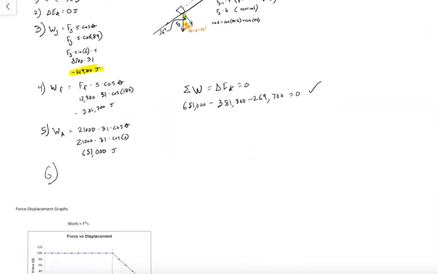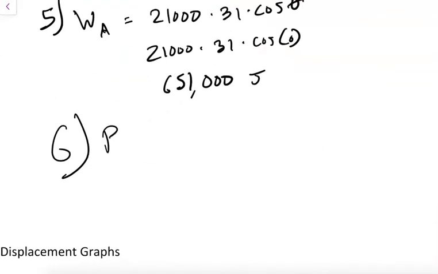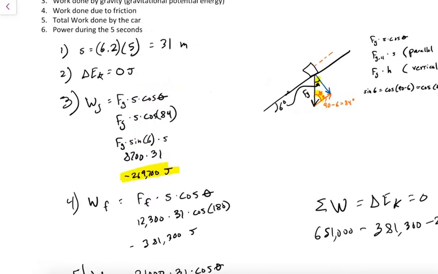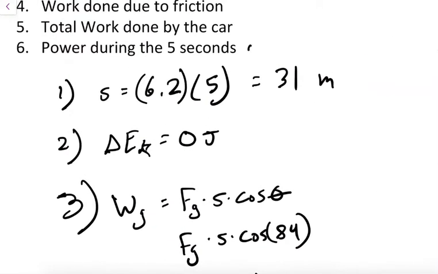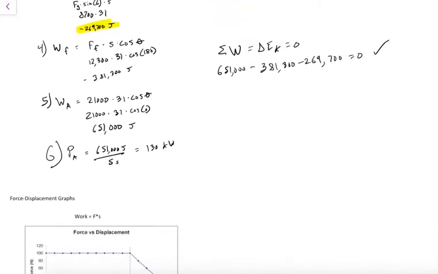And if we were to look at 6, the total work, the power during the 5 seconds, this is specifically the power of the applied force from the car. So this is 651,000 joules per 5 seconds. And so this gives you about 130 kilowatts, or 130,000 watts. Now, one thing to recognize, power during the 5 seconds of the car, it should say of the car, or else you might think it should just be 0, but that's actually asking it from the car. Now, real quick, we're done for the most part.